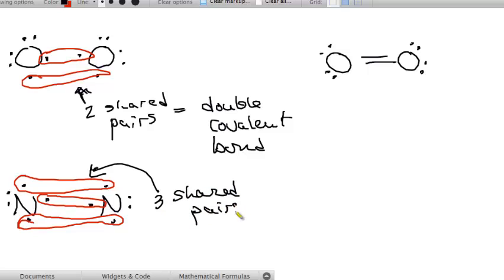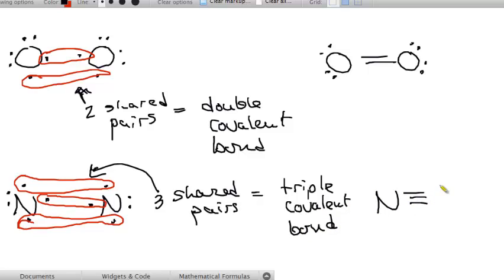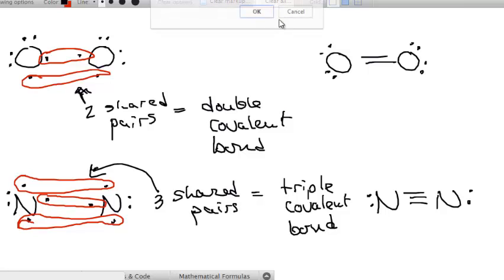And we call that then a triple covalent bond, which we can represent by 3 lines. So that's all 7 diatomics. Now, there are no such thing as quadruple covalent bonds. They don't exist.